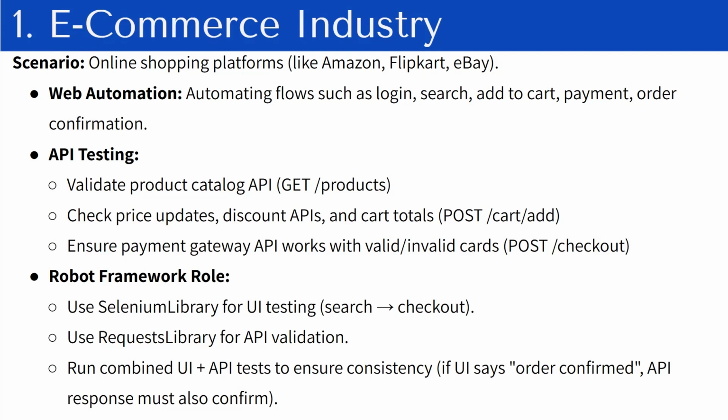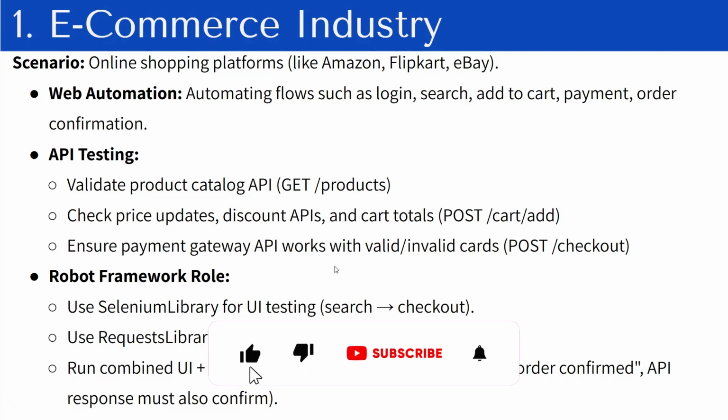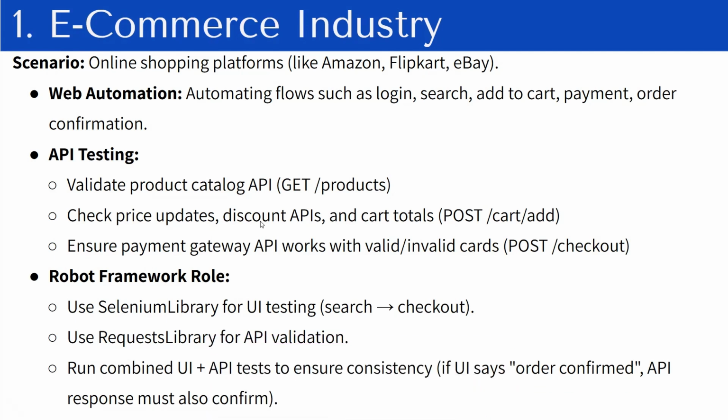So when we are doing API testing, it validates the product catalogs; basically we get the product details. Check price, update discount APIs, and cart. Here also API testing is applied. Ensure payment gateways. Where information we don't need to store, we just fetch the information, display it, and again it's gone. So there we apply API testing. API testing in e-commerce will be applied on these sections.